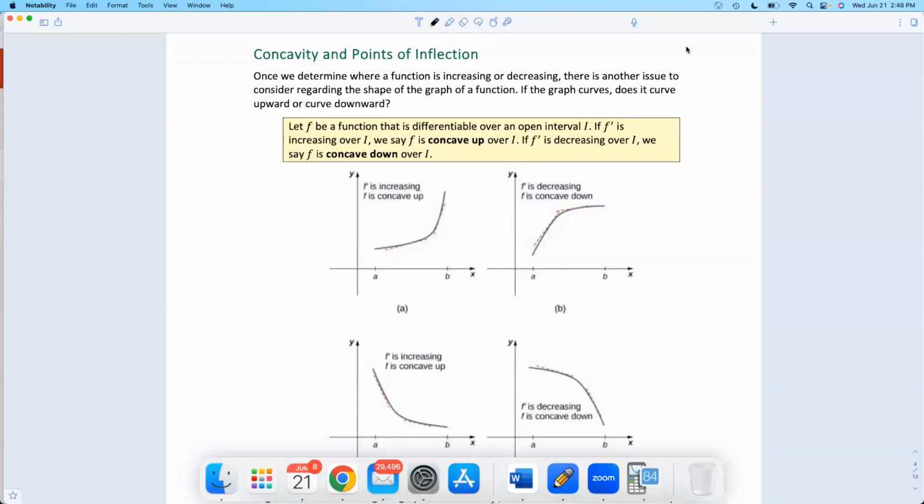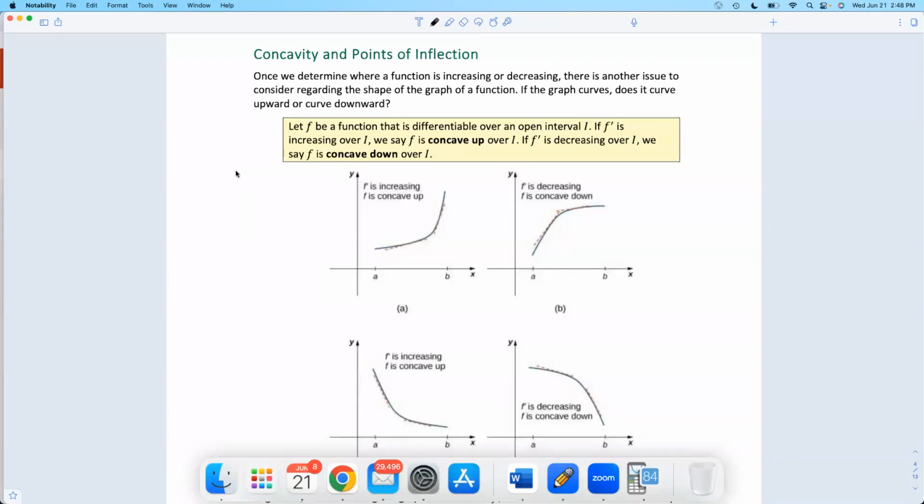Okay, now we're going to talk about concavity. So we say a function is concave up. The formal definition is you're concave up on a region if all of your tangent lines live underneath the graph, below the graph in that region. And you're concave down if your tangent lines live above the graph, on top of it.